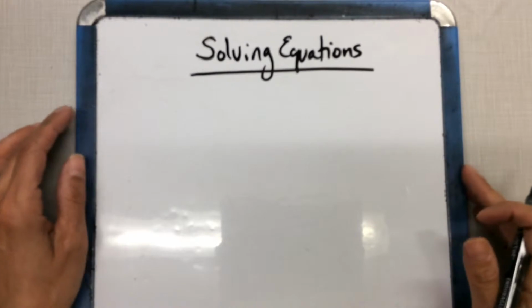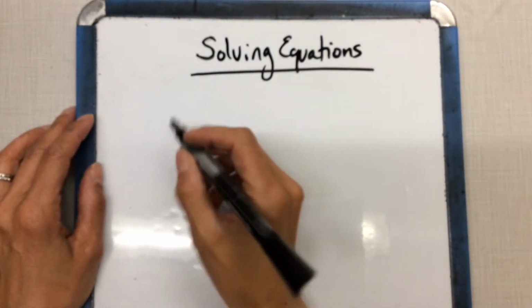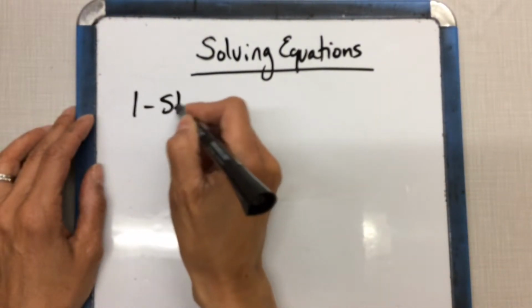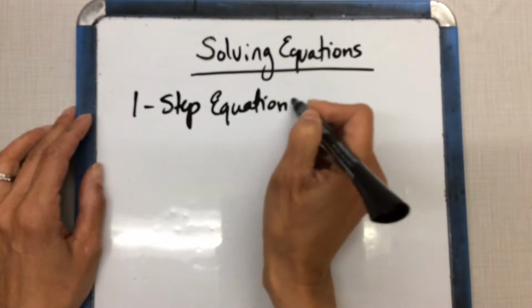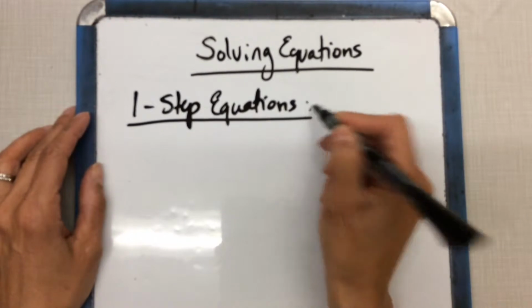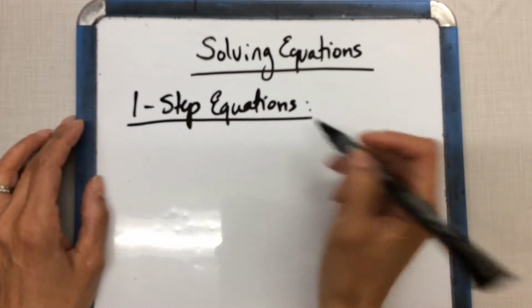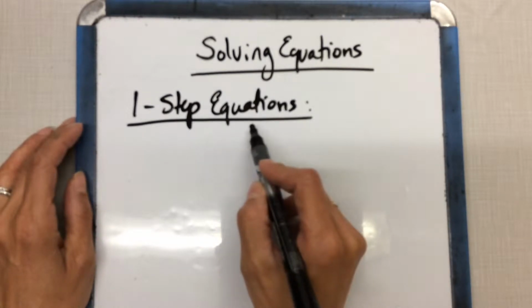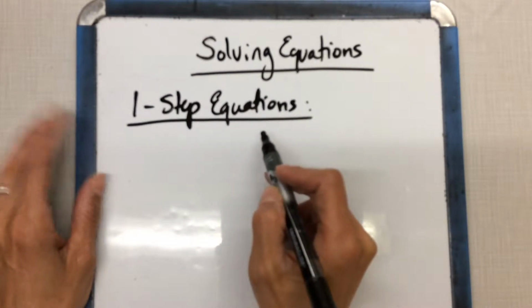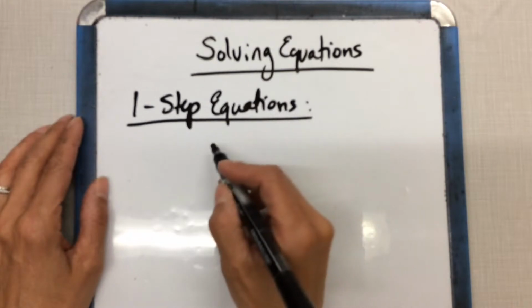Today's lesson is on solving equations. What we're going to do is start with one-step equations. Now, the important thing about an equation, what is it? In the word equation, there's the word equal, equate. And that means that something equals something on another side.